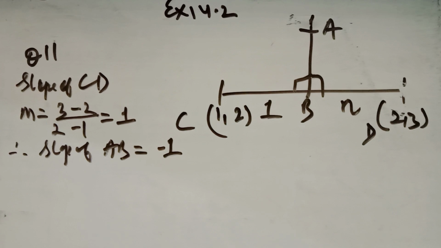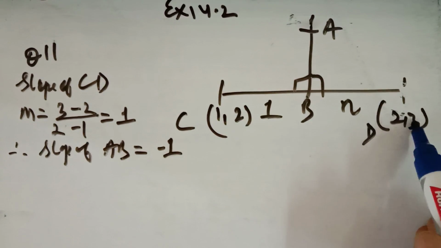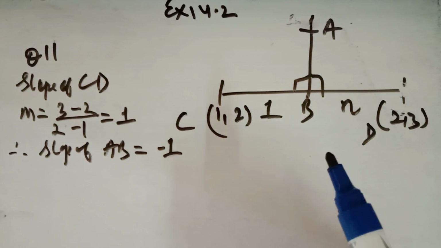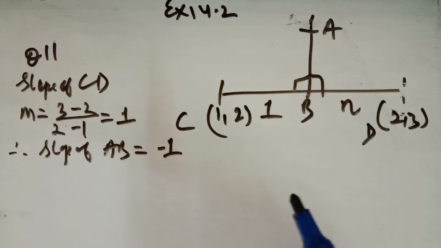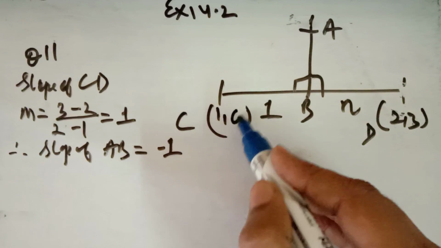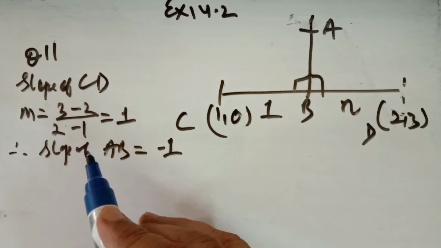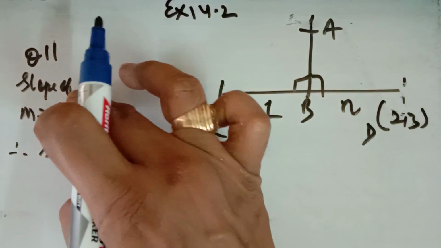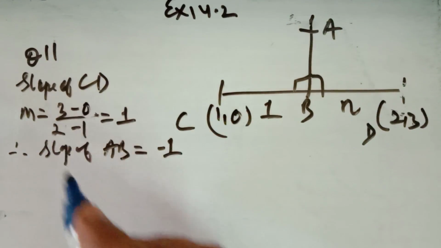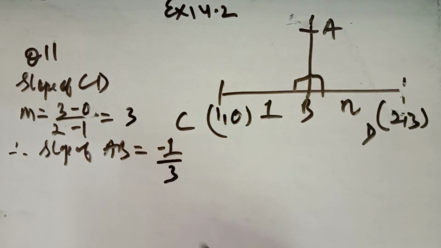Now the slope of the required line, see it very carefully, it is minus 1 upon (y2 minus y1) upon (x2 minus x1). The coordinates of the points, see it carefully again, the points are (1, 0) and (2, 3). So y2 minus y1 will be 3. So it will be minus 1 upon 3.